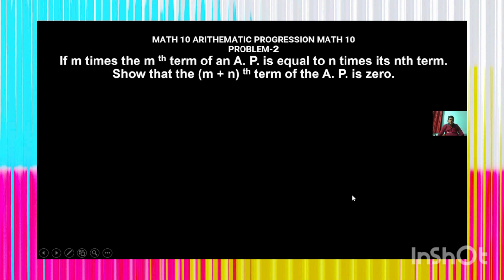So look at the problem here. If m times the mth term of an AP is equal to n times the nth term, prove that the (m plus n)th term of the AP is 0. Look at the solution here.